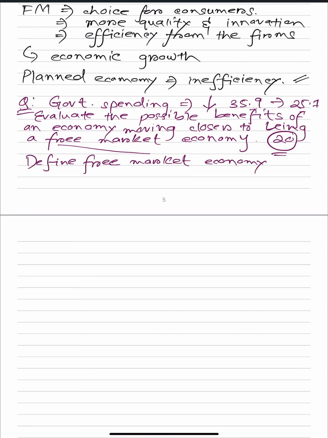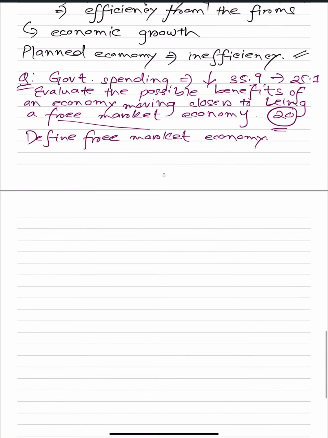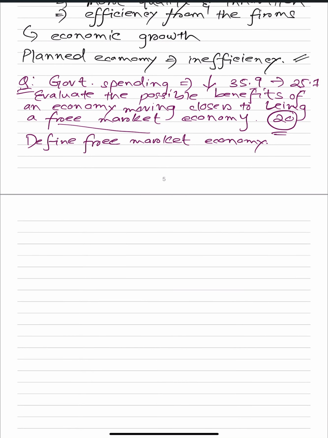So a free market economy is where all the goods and services are produced by the market mechanism and there are no government involvements, as we have already mentioned. So we are going to define free market economy, and then we are also going to define mixed economy, because this is not exactly a totally free market economy. There is still government involvement of 25.1%. So we will also define mixed economies.